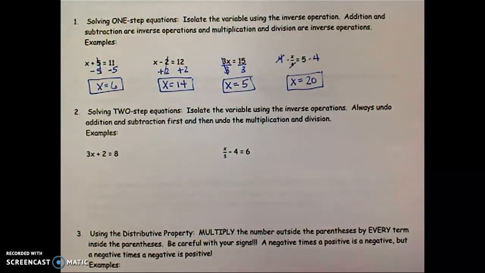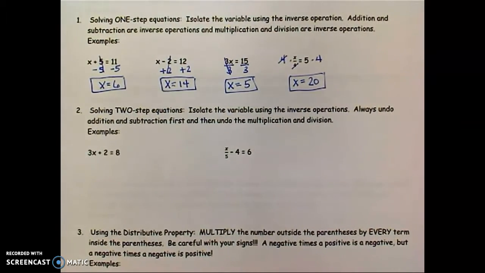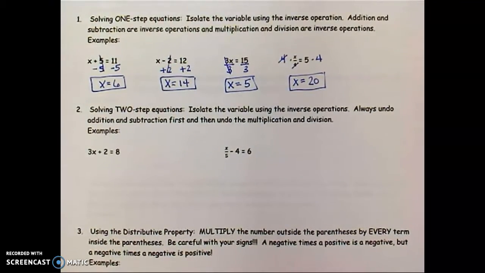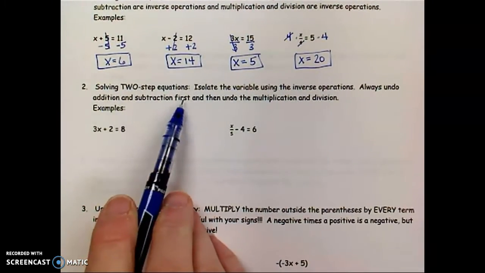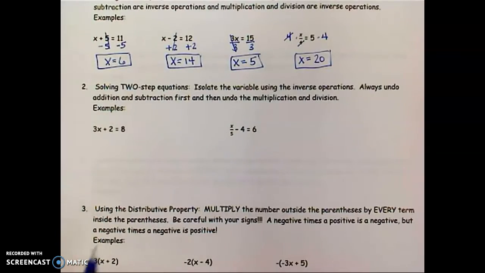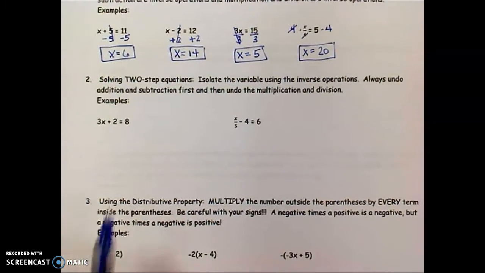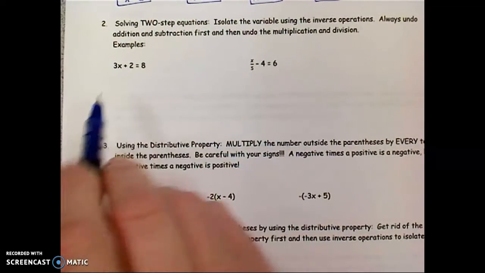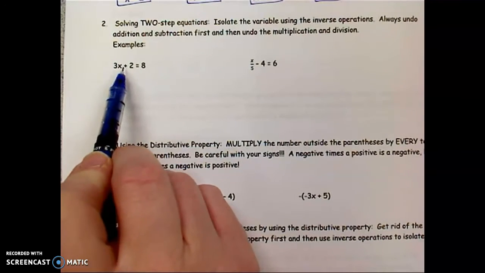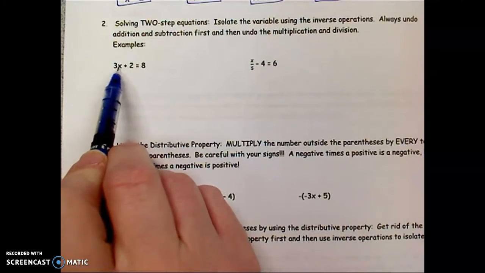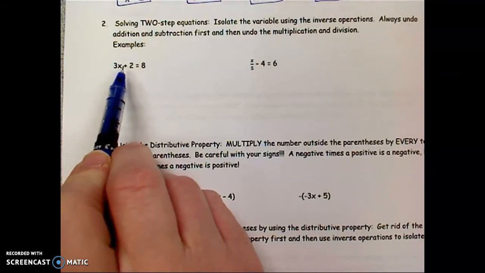The second type of equations that we're going to look at are called two-step equations, because it has two things you have to do in order to isolate the variable. Remember to always undo the addition or subtraction first, and then you'll undo the multiplication or division. So in this example, we want to get x by itself. We have to get rid of the 3 and the 2. The 2 is being added. The 3 is being multiplied. So we undo addition first.